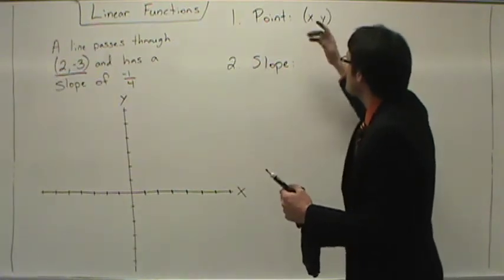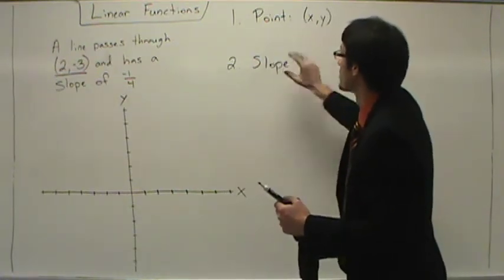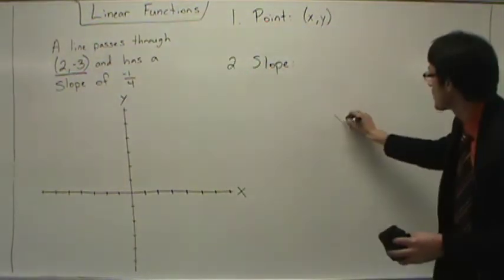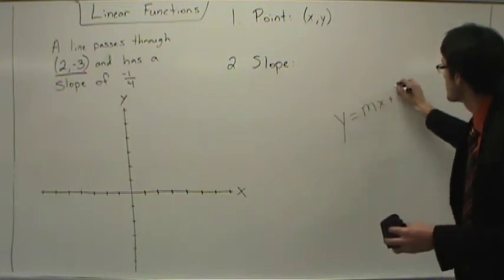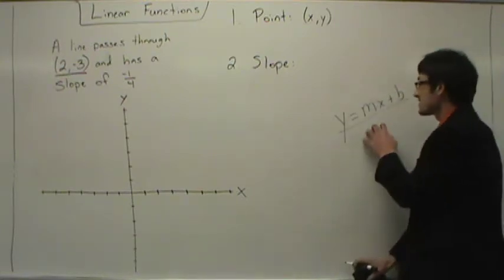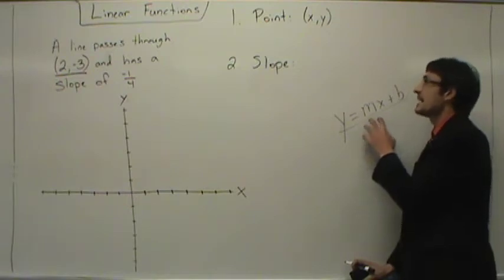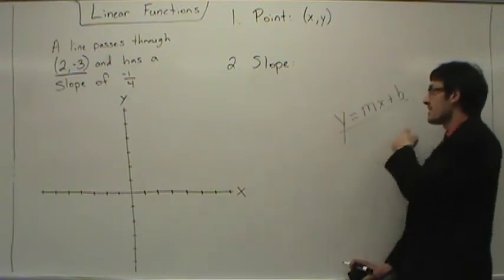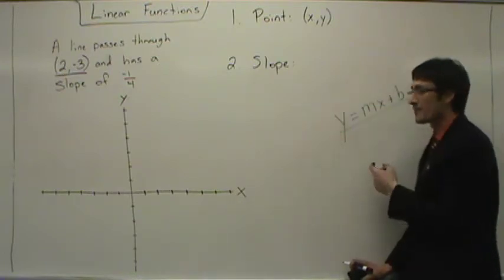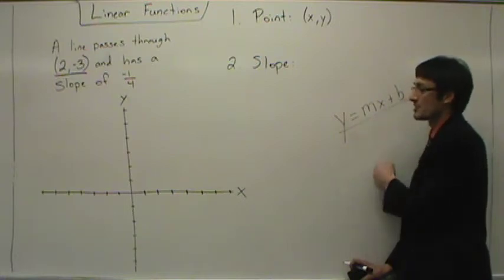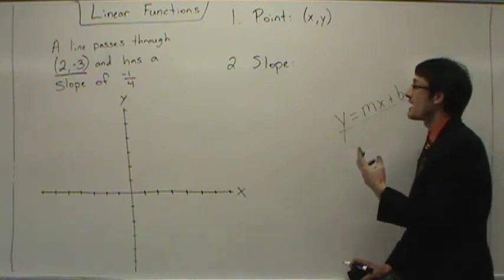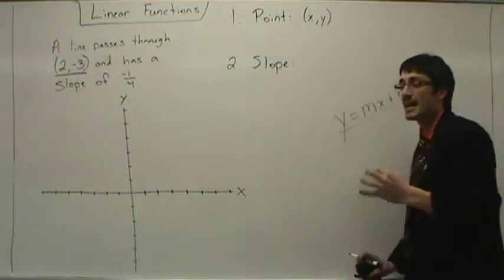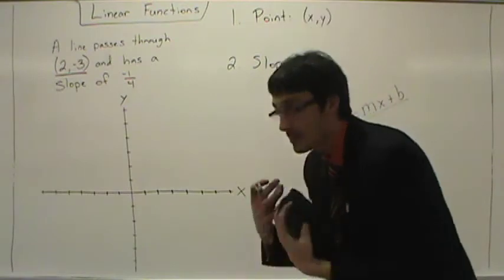Just to clue you in here, you may remember linear functions from previous classes. Maybe you remember y equals mx plus b. This may look familiar to you. This is the equation of a linear function. Now, within this equation are contained 2 pieces of information. If you had to guess what 2 pieces of information are inside of this equation, and you said point and slope, you're correct. Within this equation is contained a point and a slope. And if you can find these 2 pieces of information, the problem becomes very easy.